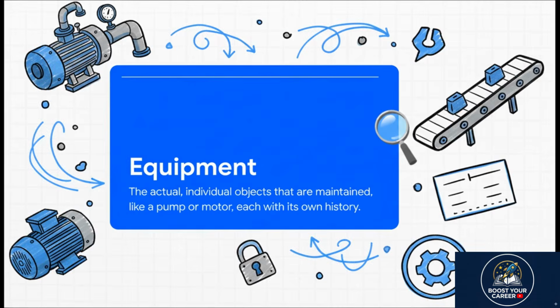Next, we have the equipment. This is the actual thing: the pump, the motor, the conveyor belt. So unlike the location, which is just a spot, the equipment is the physical object. And just like your car has a VIN and a whole service history, every single piece of equipment has its own unique record that tracks its entire life of repairs and services.